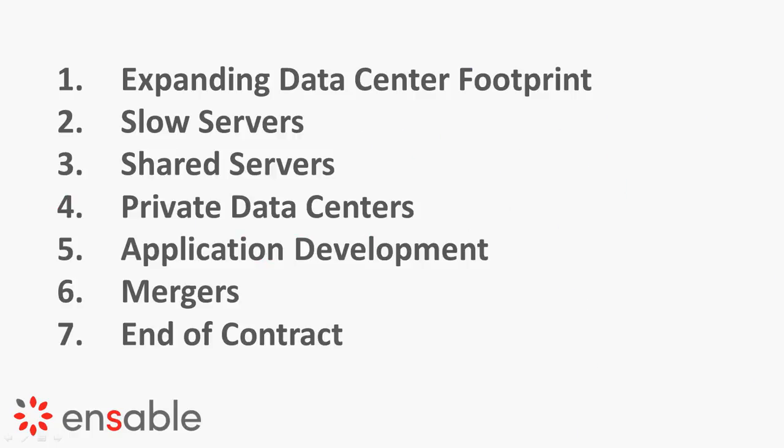And what we've found is there's 7 main events or conditions that typically precede a cloud computing sale. And we're going to go into each of these in more depth, but I just want to list them out here. The first of which is expanding data center footprints. The second is slow servers, shared servers, private data centers, application development or new product launches, mergers, or end of contracts. And as we walk through each of these, we're going to talk to you about how you can gain access to this because, again, all of this information is public. It's just a matter of getting access to it.